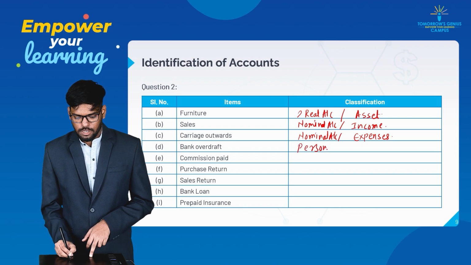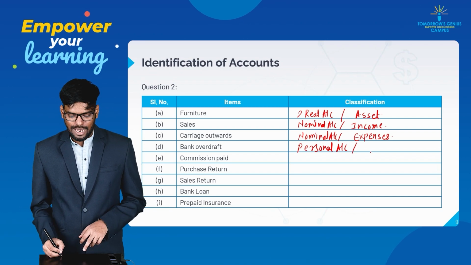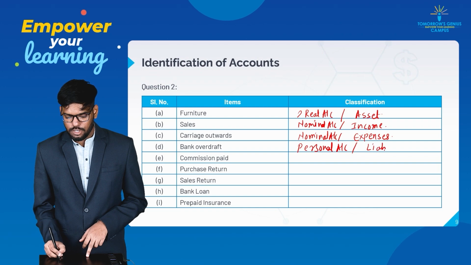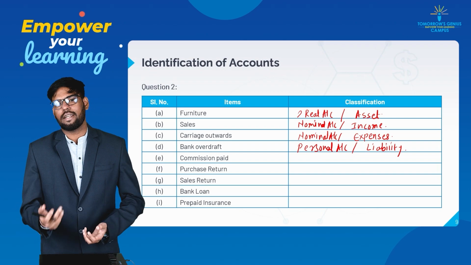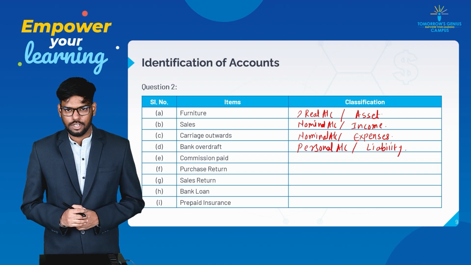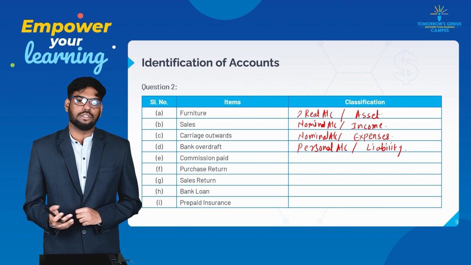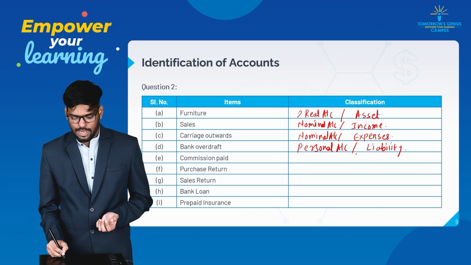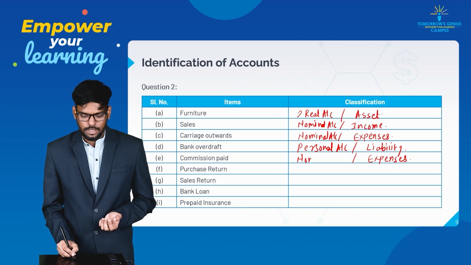And as per the modern approach, bank overdraft is my liability. We have to pay after some period of time. For example, after 11 months, we have to repay that loan to the bank because it's short term in nature, right? Next is commission paid. So commission paid, anything paid is expenses. So it will be categorized as expenses, right? And expenses fall under the category of your nominal account.